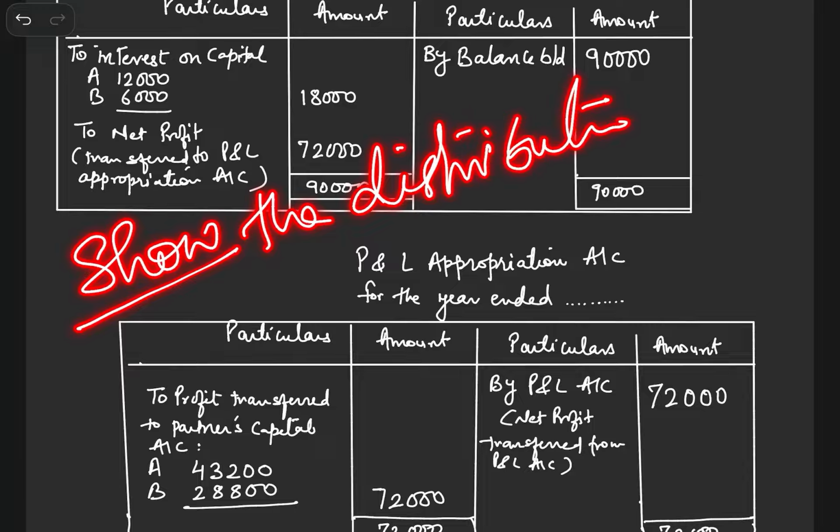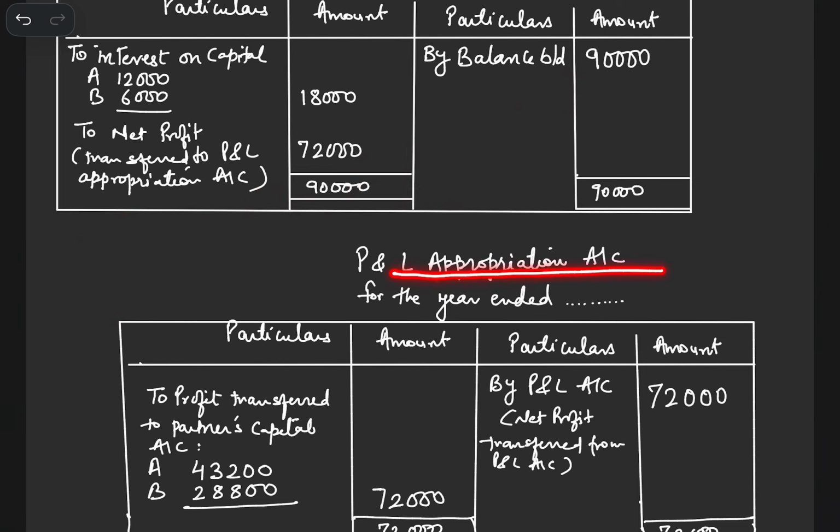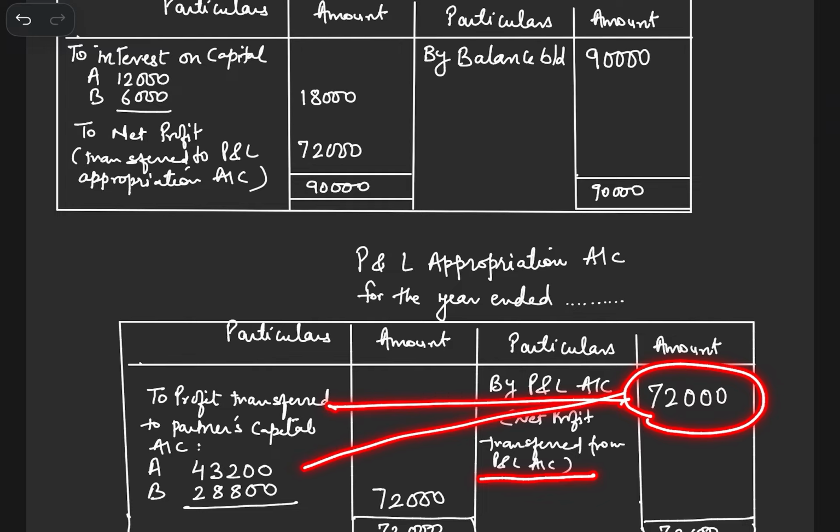So here, if we have to show the distribution of the profit, we have to prepare the P&L appropriation account, because we have 72,000 profit with us. Now we are transferring this 72,000. You see, this is the connection here, right? We are writing by profit and loss account, that is net profit transferred from profit and loss account. This 72,000 should be divided between the partners.